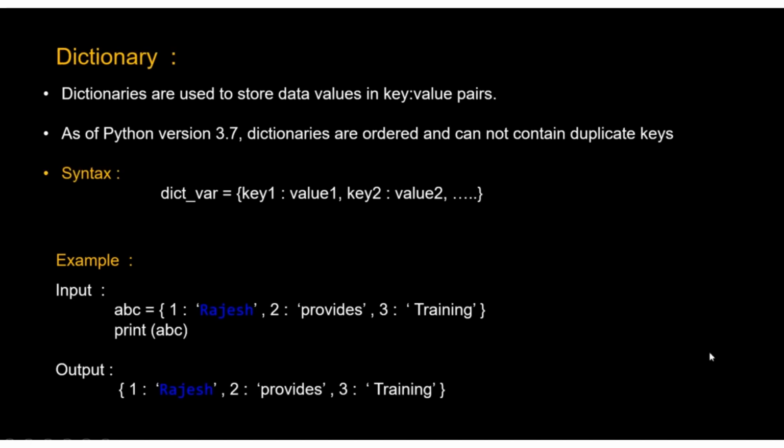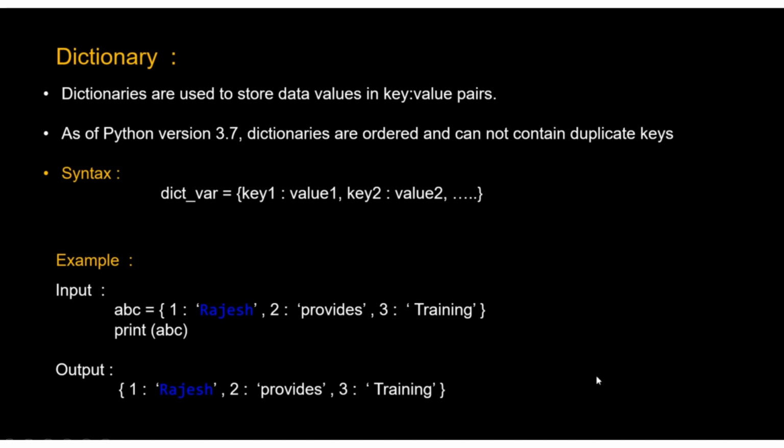The next data type is dictionary. A dictionary is a collection which is ordered, changeable and does not allow duplicates. When we say that dictionaries are ordered, it means that the items have a defined order and that order will not change. Dictionaries are changeable, meaning that we can change, add or remove items after the dictionary has been created. Unordered means that the items do not have a defined order. You cannot refer to an item by using an index.